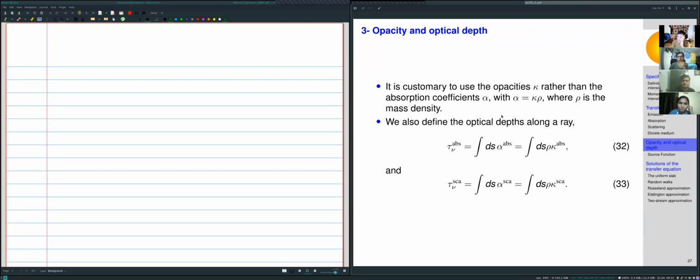And so if you want to get the total optical depth along the ray, then you integrate along the line of sight the absorption coefficient, or else the opacity. Okay, so in other words, what we have is this.